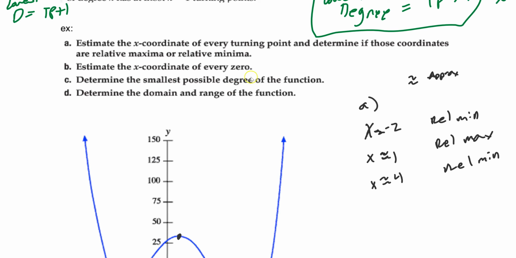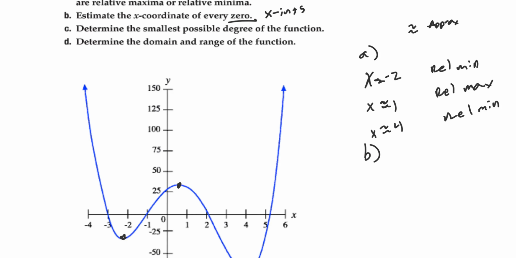B: Estimate the x-coordinate of every zero. Remember, zeros are x-intercepts. So for B, we just name all the x-intercepts. Again, we're just going to estimate. It looks like -3, -1, 2-ish, and 5-ish. So x equals -3. Again, we're estimating. 2 and 5.